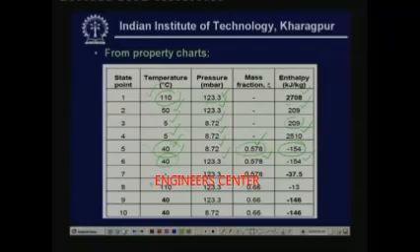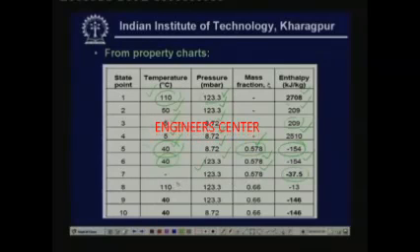Point 7 is nothing but the condition of the weak solution at the exit of the solution heat exchanger. All that we know about point 7 is that the pressure is 123.3 and we also know the mass fraction, which is equal to 0.578, but this information is not adequate to find the enthalpy. So, this enthalpy has to be obtained from energy balance. I will show you the energy balance equation.